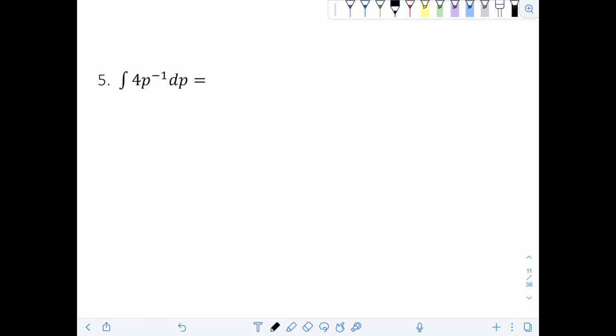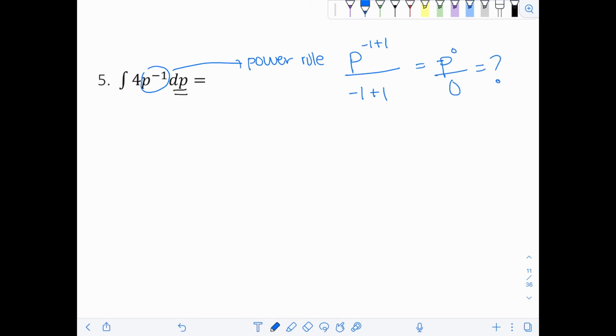So with a function like this, we're dealing with the variable p, but the process is the same. You might be tempted to use the power rule for something like this. So let's say if you tried to apply the power rule, you would end up with p to the negative 1 plus 1 over negative 1 plus 1, which is p to the 0 over 0, which is undefined because we can't divide by 0. So why is this not working? What's happening here? Let's go back and look at the rules.